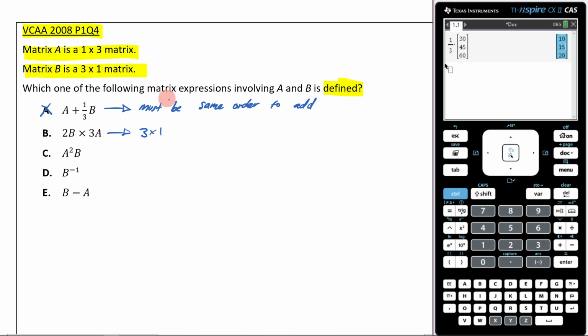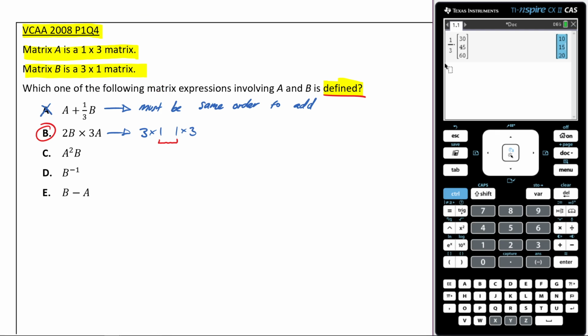Now, A is a 1 by 3 matrix. Can these two things be multiplied together? They absolutely can, because as you can see, the columns in the first are equal to the rows of the second. So this works. B is going to be my answer. That works. It is going to be defined because that holds true.